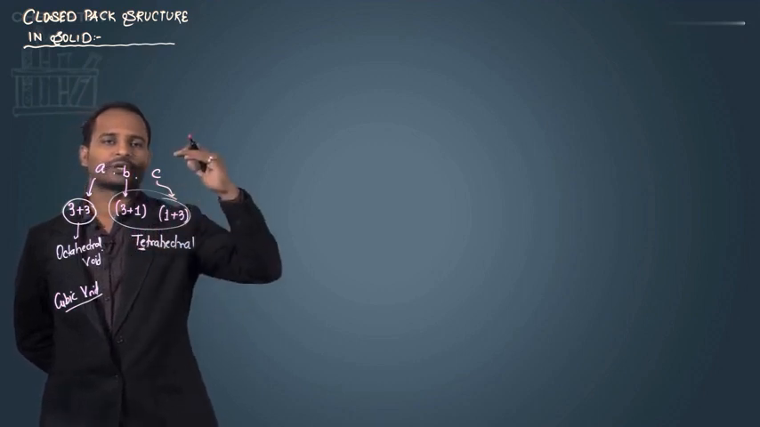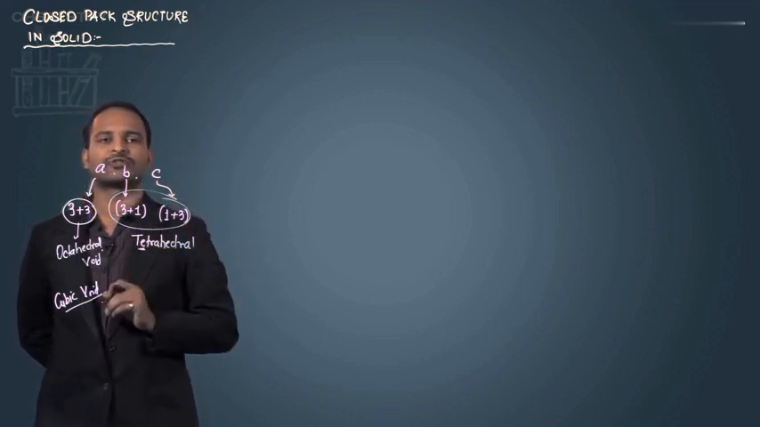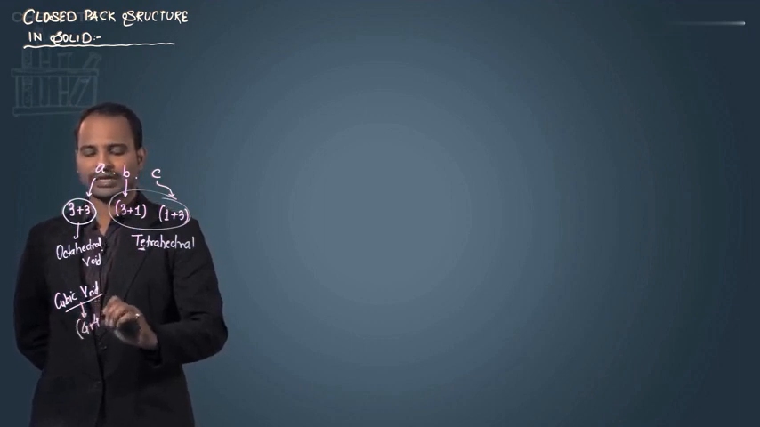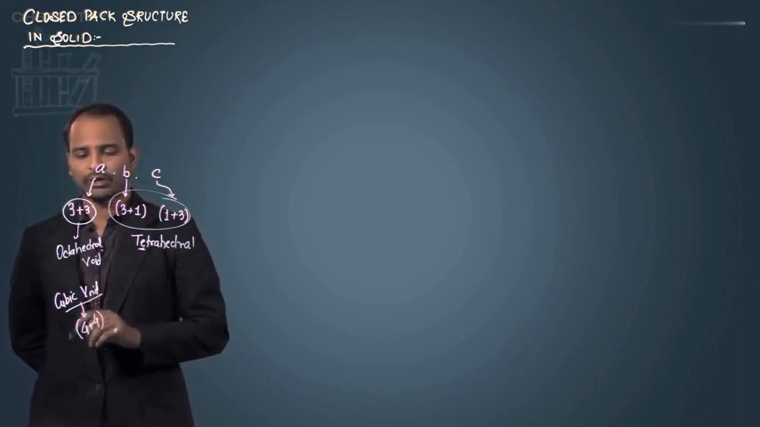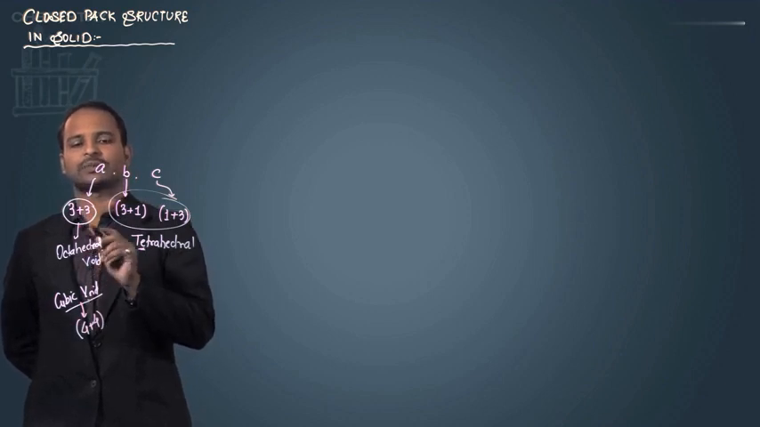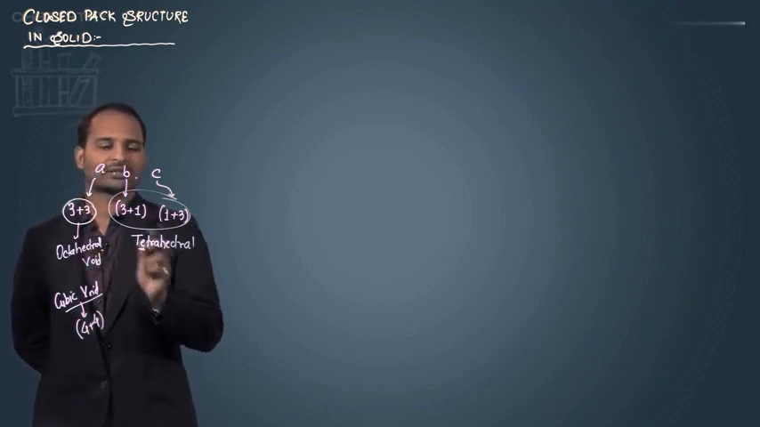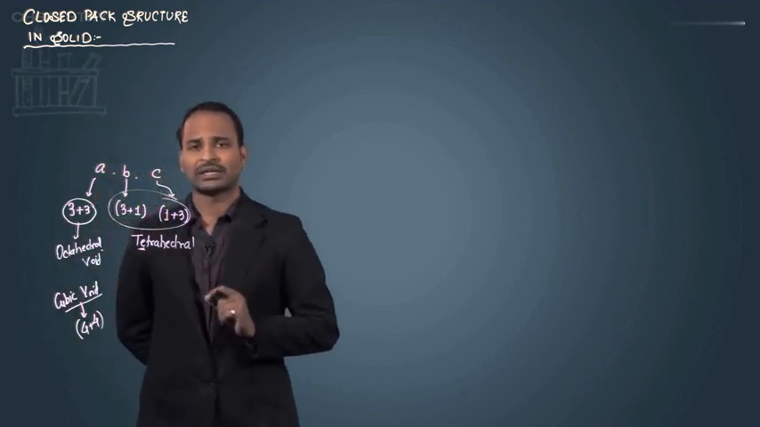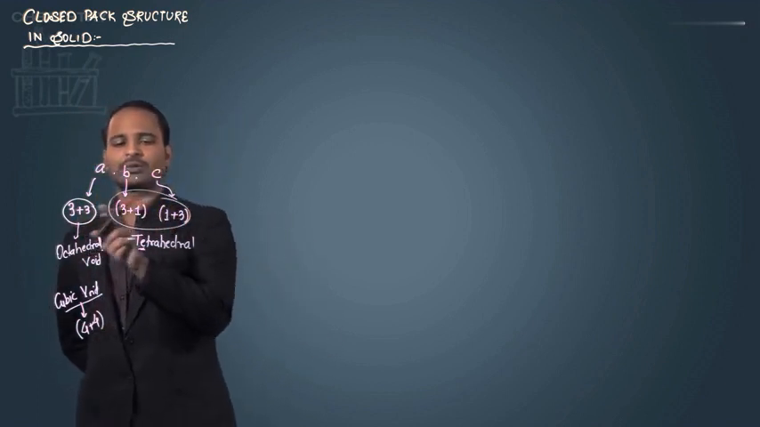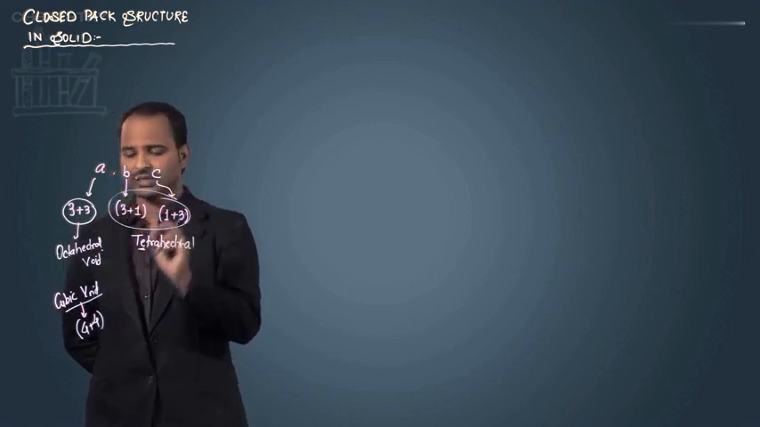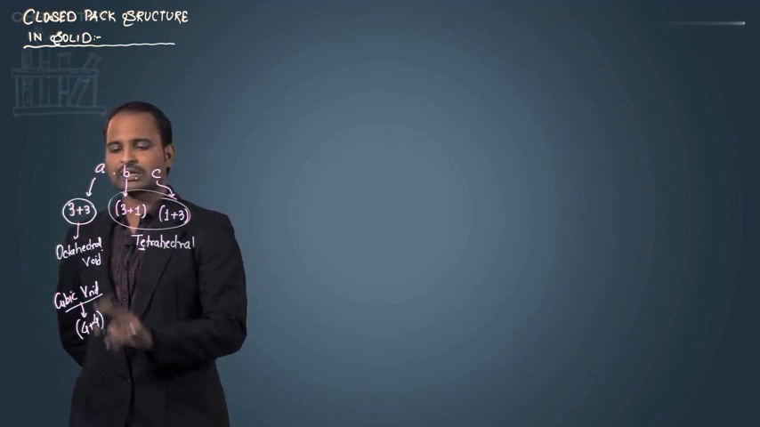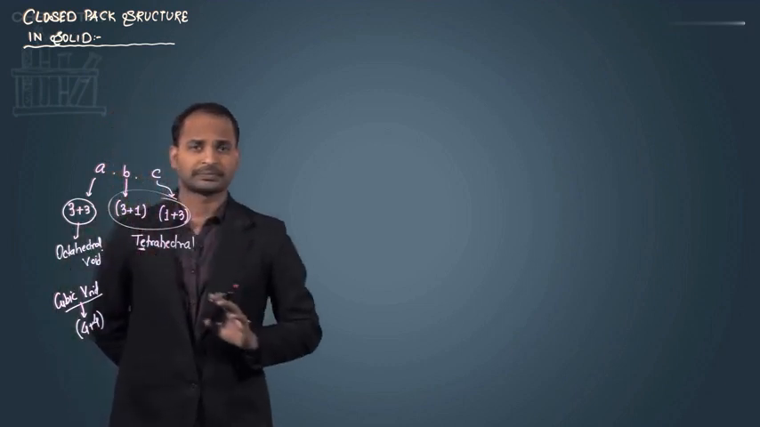8 spheres: 4 spheres from the first layer, 4 spheres from the second layer. So the void surrounded by 4 plus 4, that is 8 spheres, is called a cubic void. The one surrounded by 3 plus 3, that is 6 spheres, is called octahedral. The one surrounded by 4 spheres, that is 3 plus 1, is called tetrahedral. This plus means I'm talking about the two layers. Everywhere, for knowing how many spheres are there around the void, we are considering two layers.